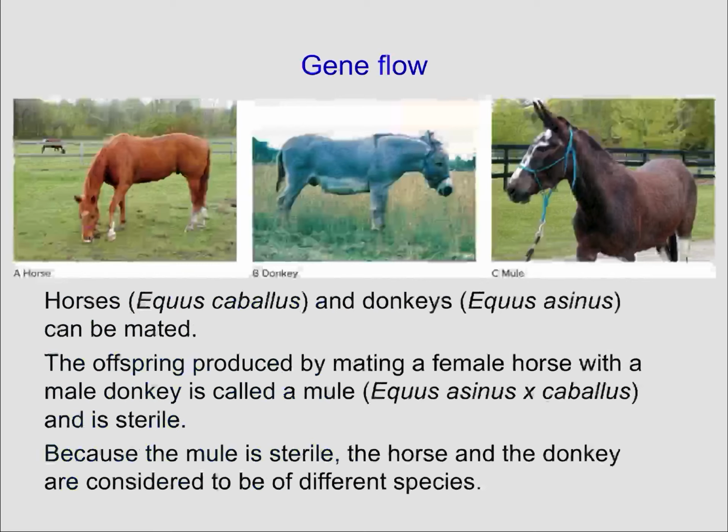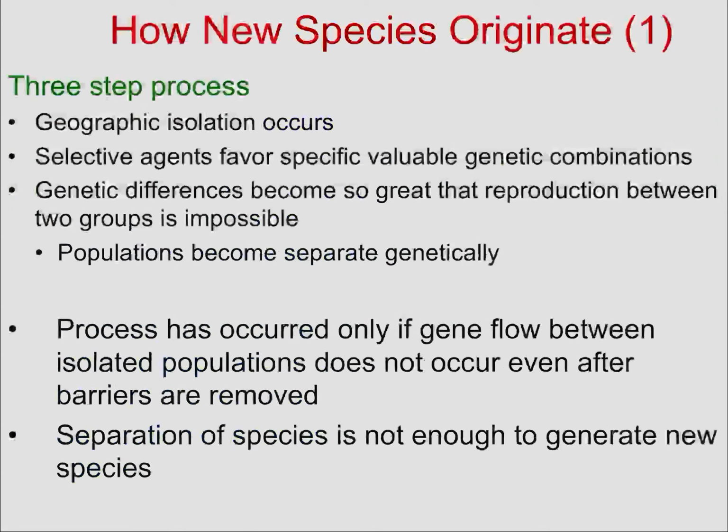So here's an example of gene flow. A horse and a donkey, when they breed, they can be mated. They produce what's called a mule. So the rule is it must be produced by mating a female horse with a male donkey, but the mule is sterile. Because the mule is sterile, the horse and the donkey are considered to be of a different species, even though they produce a mule, but because the mule is sterile, horse and donkey are separate species.